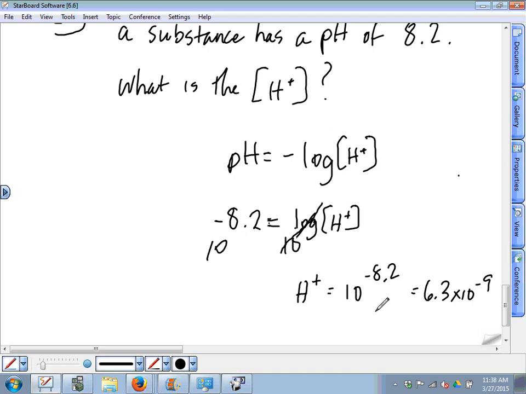So try question 3. You've been given a pH. Now you've got to find the H plus value. Go on, try it.